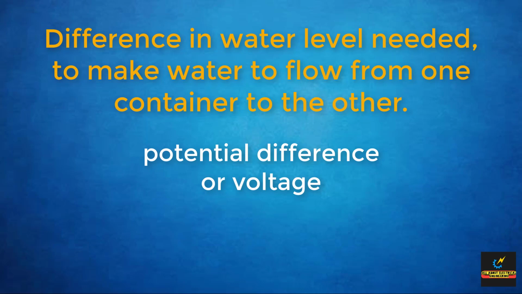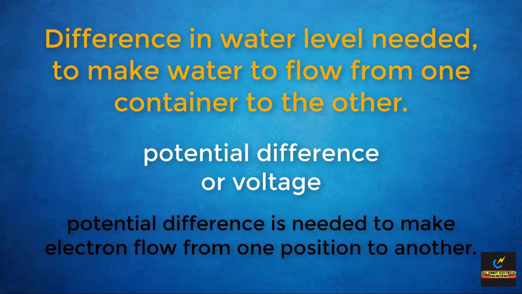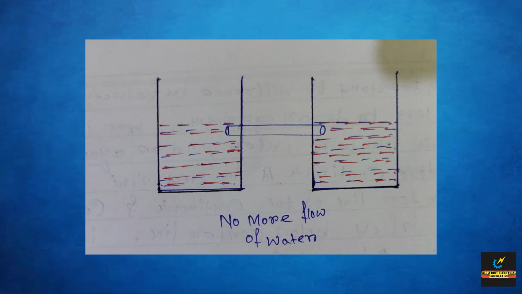Now I can modify my sentence: potential difference is needed to make electrons flow from one position to the other. We are now clear about the potential difference or voltage. Potential difference or voltage is required to make electrons flow from one position to the other. Now we get back to our experiment. As we can see, the water levels of both containers are the same, so no water can flow.